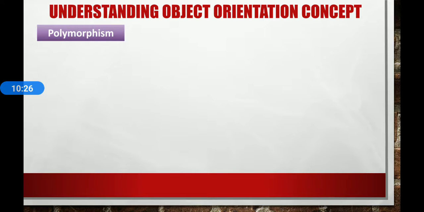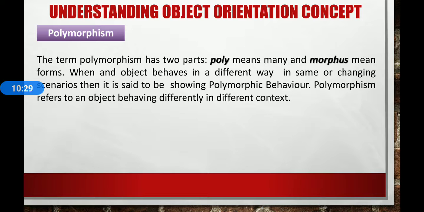Next one, polymorphism. The term polymorphism has two parts. Poly means many and morphos means forms. When an object behaves in different ways in the same or changing scenario, then it is said to be showing polymorphic behavior. For example, a printer can give printouts on various types and sizes of paper. Polymorphism refers to an object behaving differently in different contexts.